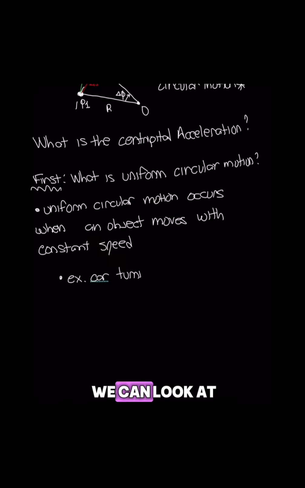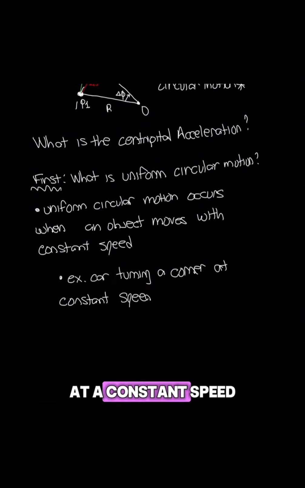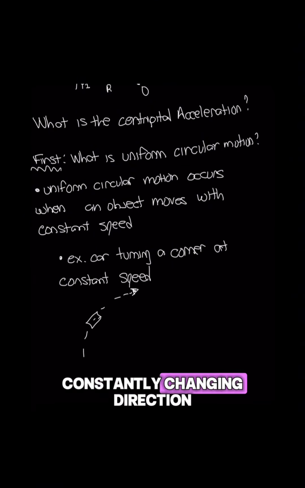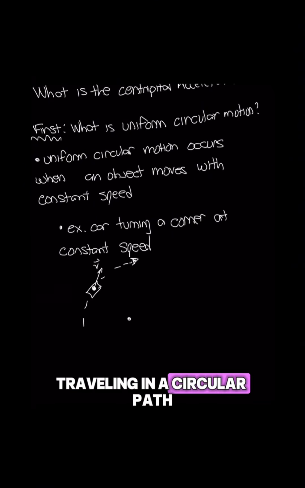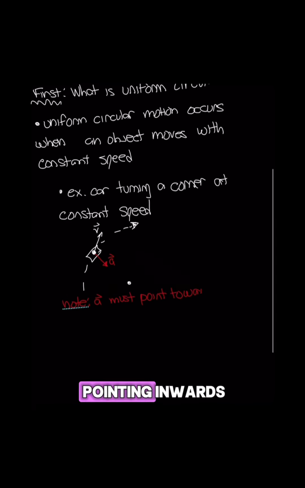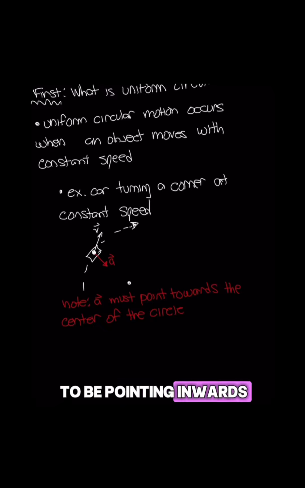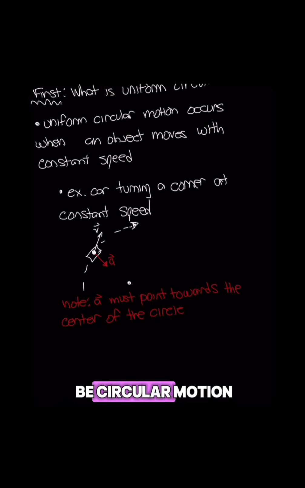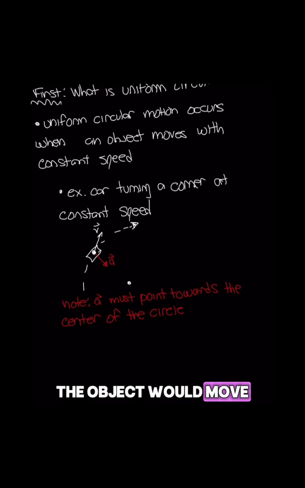An example we can look at here is a car turning a corner at a constant speed. The velocity vector is constantly changing direction, traveling in a circular path, but this is a snippet at one certain point. We can note that the acceleration is pointing inwards, and it always has to be pointing inwards because if it wasn't, it would no longer be circular motion. The object would move in another direction.